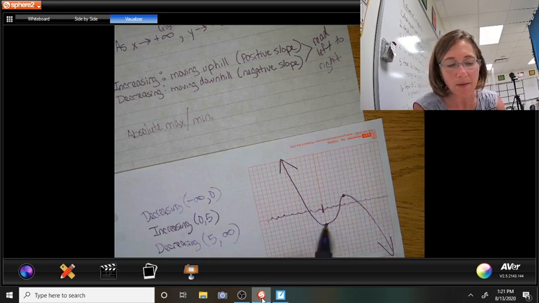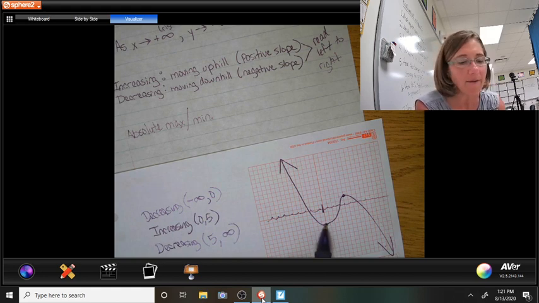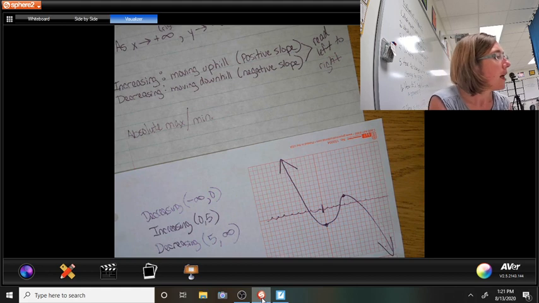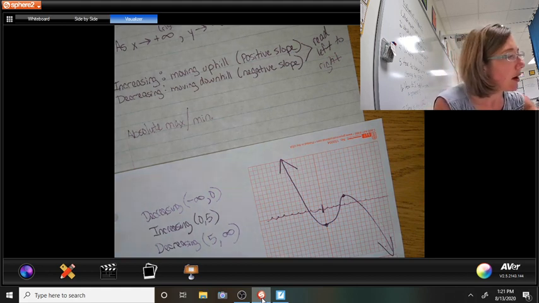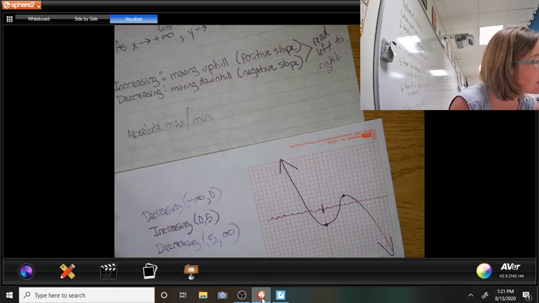Same thing with the minimum. There's a local minimum here because it's kind of low here if you compare it to what's around it, but it's not the lowest ever because it keeps going down over here. So there's some vocabulary for you. Let me look. I think those are all of the words that I need to give you today.